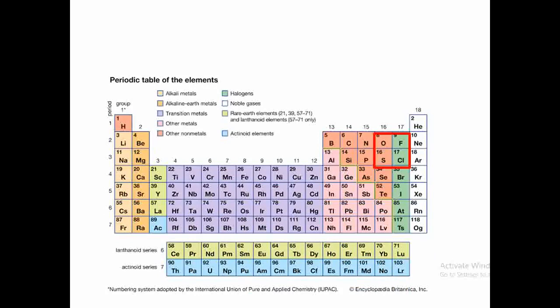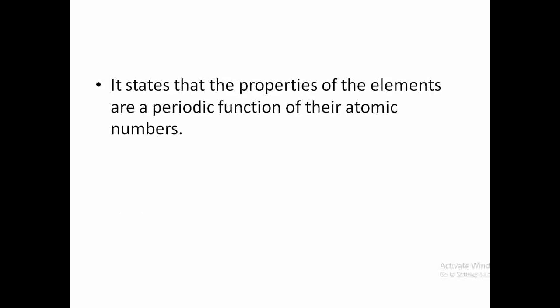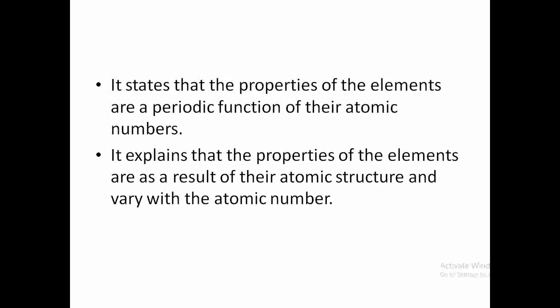The idea of choosing another element around magnesium for the said reaction is guided by periodic law. Now, what does periodic law say? It states that the properties of the elements are a periodic function of the atomic numbers. It explains that the properties of the elements are as a result of the atomic structure and vary with the atomic number.